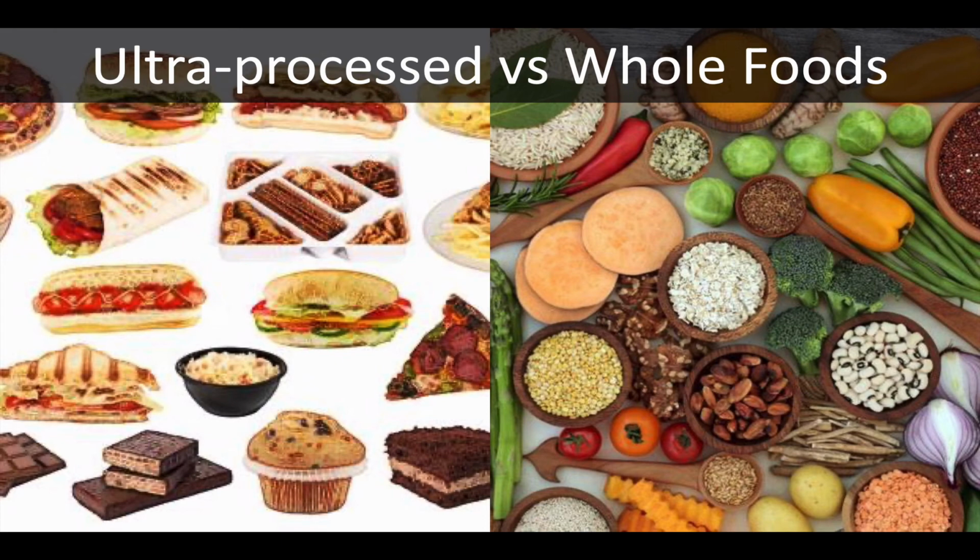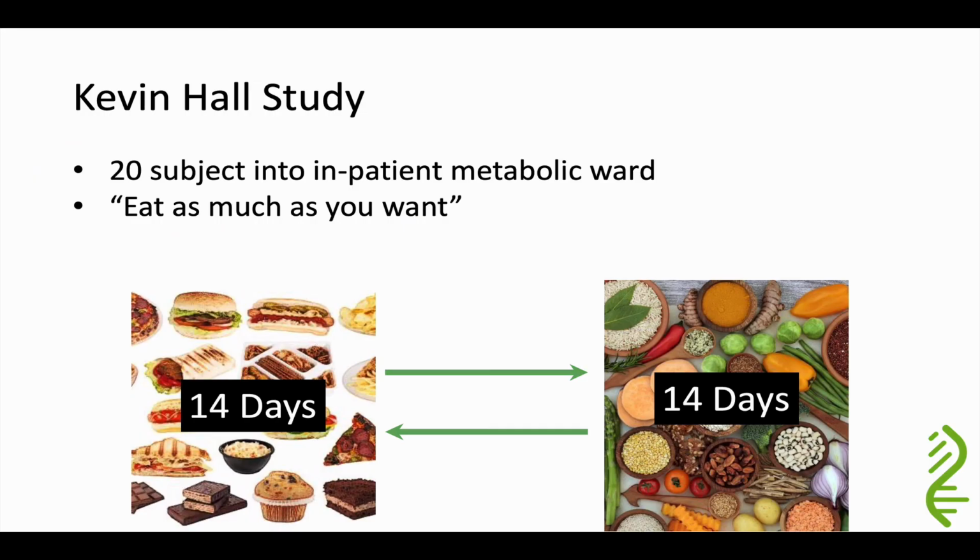One of the most fascinating studies that I've seen is this study by Kevin Hall looking at ultra-processed versus whole foods. This was 20 subjects in a metabolic ward where they measured everything, so they could be precise in terms of what was happening to these people. The instruction was: eat as much as you want, so they weren't limited in terms of calories. And it was a crossover, so people were their own controls.